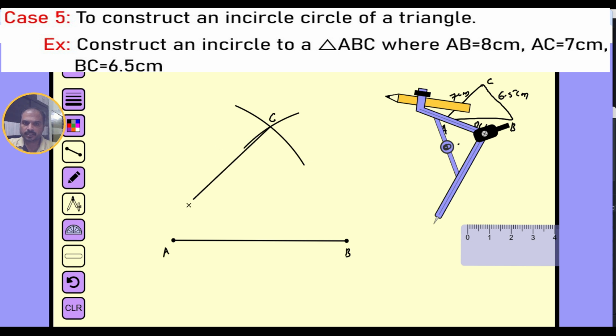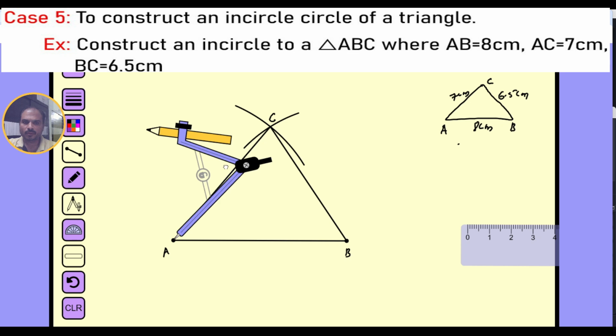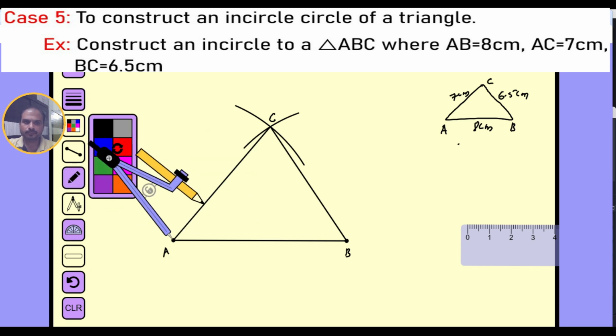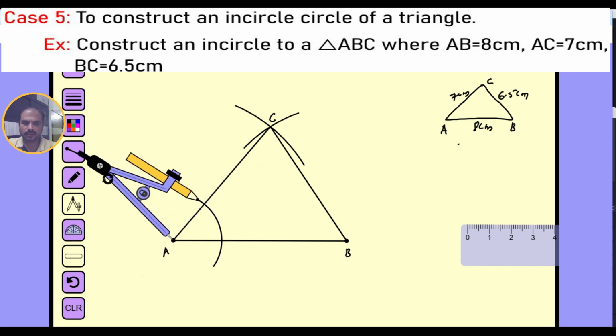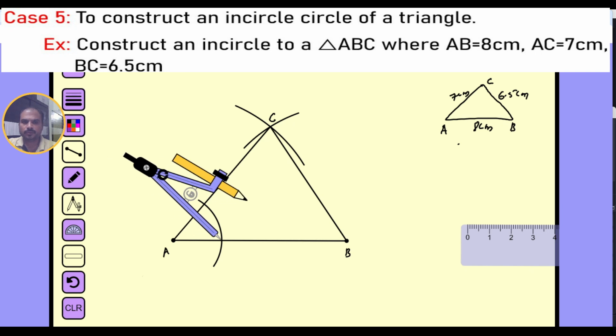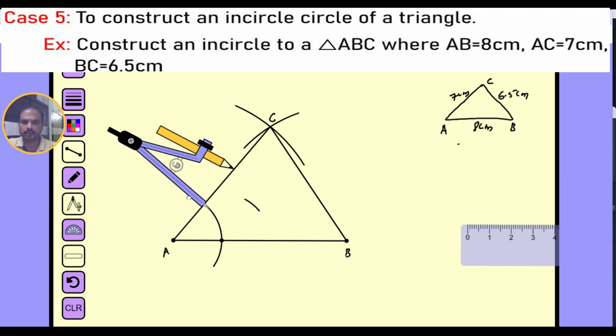Now I will connect A and C. I'll connect C and B. See, in the previous case, when I was constructing the circumcircle, I drew the perpendicular bisector of any two sides. Now here I have to draw the angular bisector of any two angles, right? So to draw the angular bisector, what I'm supposed to do, I need to draw one arc like this. Pay attention, be very careful, do along with me to avoid the confusion. Clear? Okay, so now here I will draw the angular bisector of angle A.